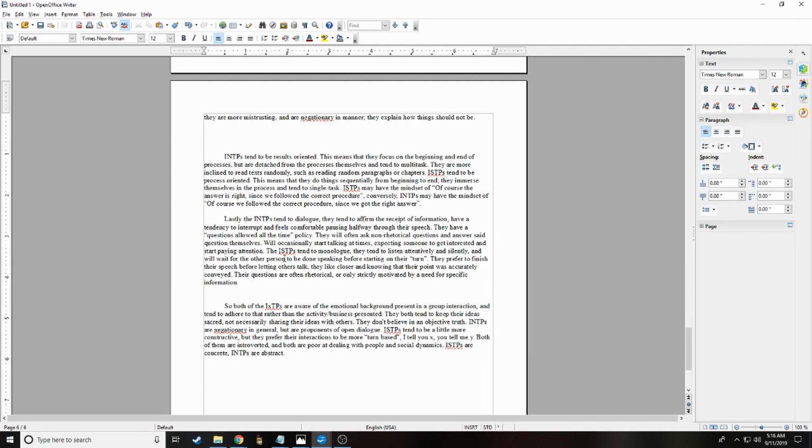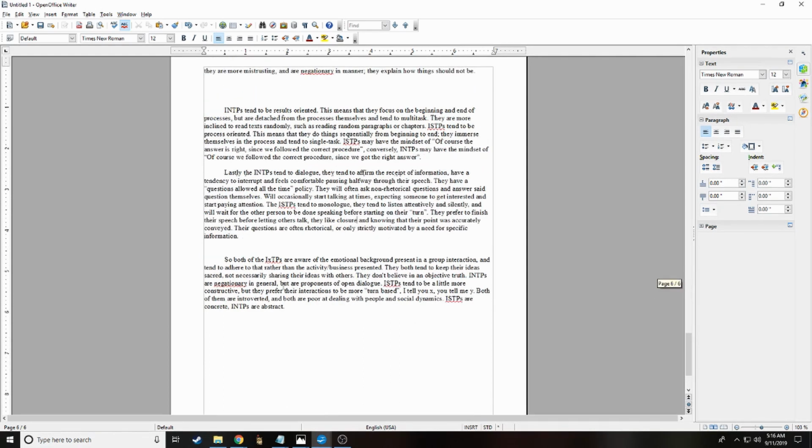Moving on. The ISTPs tend to monologue. They tend to listen attentively and silently, and will wait for the other person to be done speaking before starting on their own. They prefer to finish their speech before letting others talk. They like closure and knowing that their point was accurately conveyed. Their questions are often rhetorical or only strictly motivated by a need for specific information.